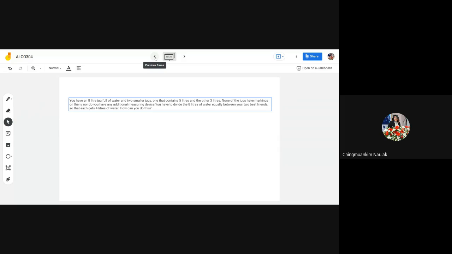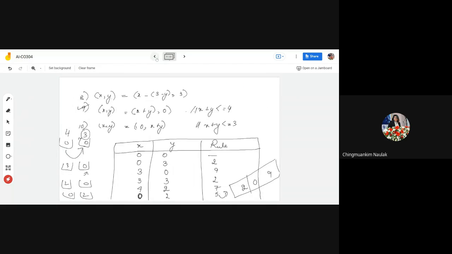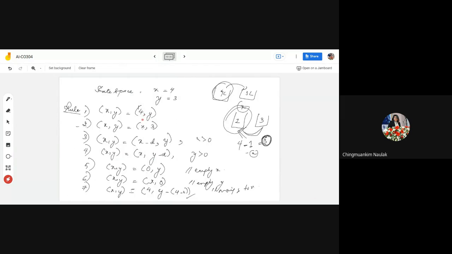But this time you have 5 liters and 3 liters. In this case, x will be substituted by 5 and y will be substituted by 3 liters. So you have to make a change in the rule here. It would be 5 comma y and x comma 3. The rest you have to make accordingly. Yeah, that's all. Anything else?